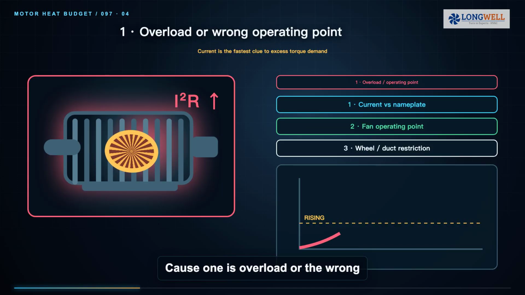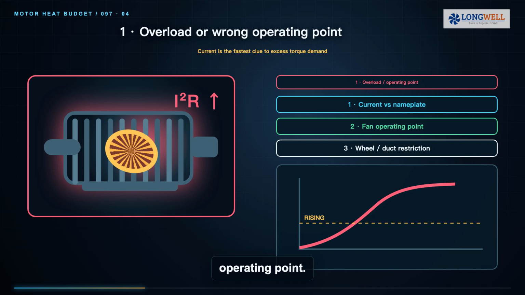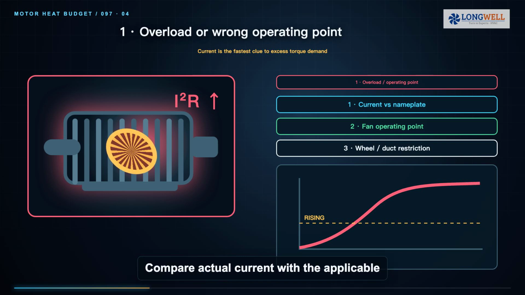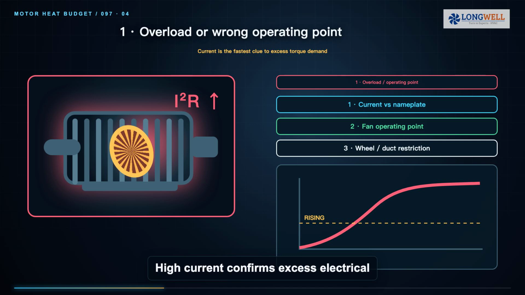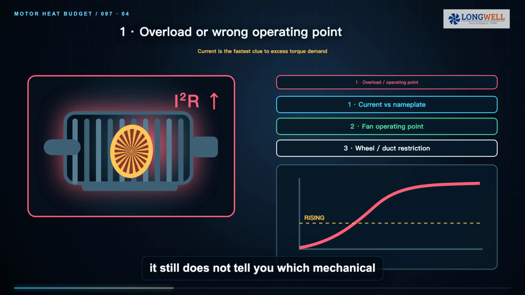Cause one is overload or the wrong operating point. Compare actual current with the applicable rating, then check speed, airflow, duct restriction, wheel condition, and driven load. High current confirms excess electrical loading. It still does not tell you which mechanical or aerodynamic demand created it.